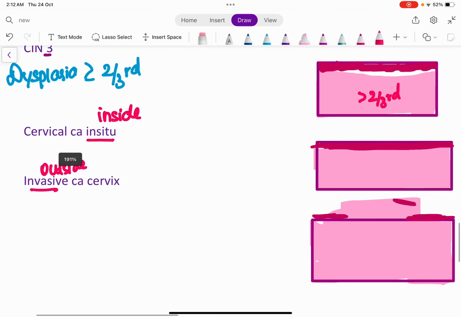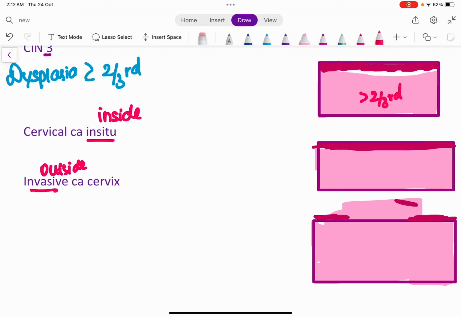Now, what is cervical carcinoma in situ? In situ means that the entire thickness of the cervix has been involved. The entire cervical thickness is involved, and the overlying membrane is intact. As you can see here, the membrane is intact. So, if the overlying membrane is intact and the dysplasia has involved the entire cervical thickness, it is called cervical carcinoma in situ.